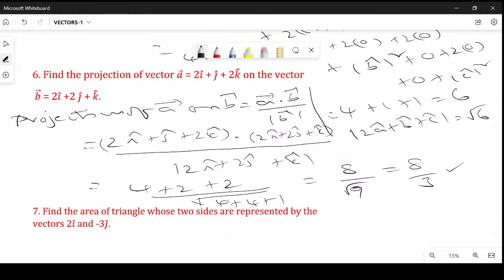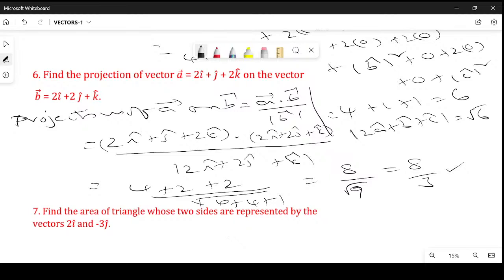The given 2, 1, 2. This is given 2, 1, 2, right? Projection of 2, 1, 2 and 2, 2, 1. Just multiply this and you can simplify that. Then it itself gives your answer, right? I think it is easy to do that. 8 by 3. Simple one.